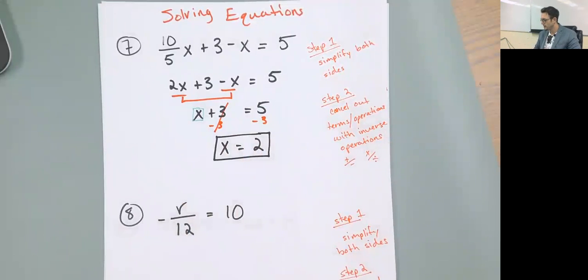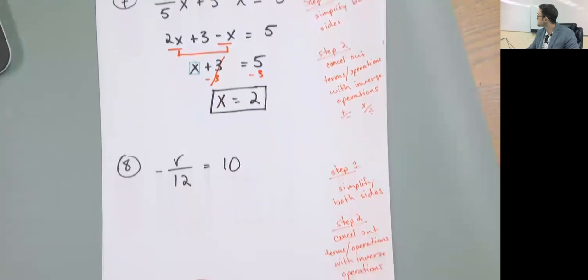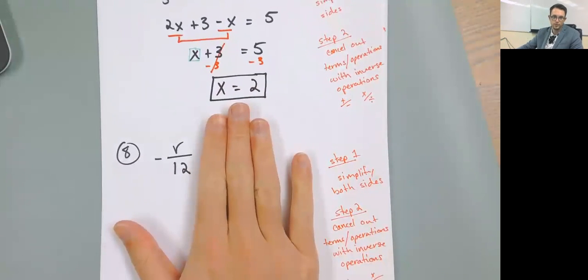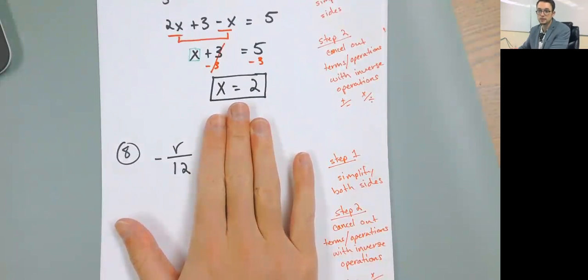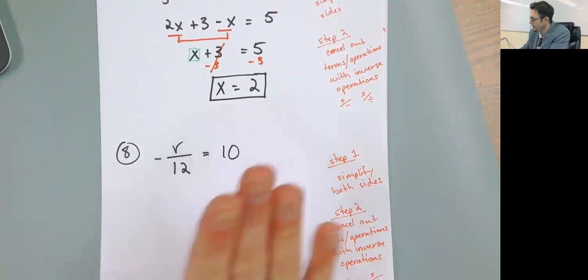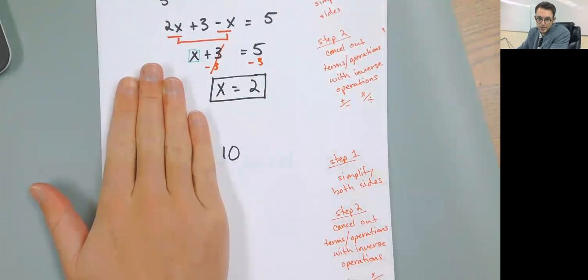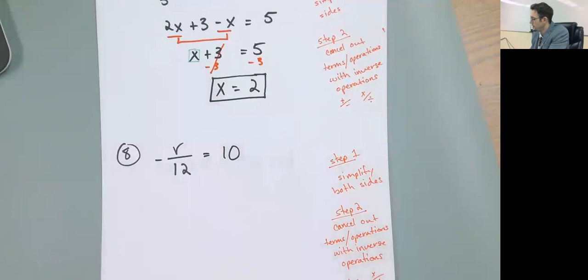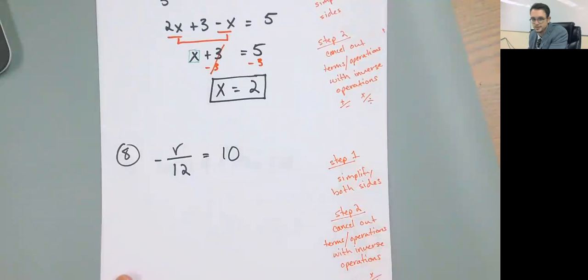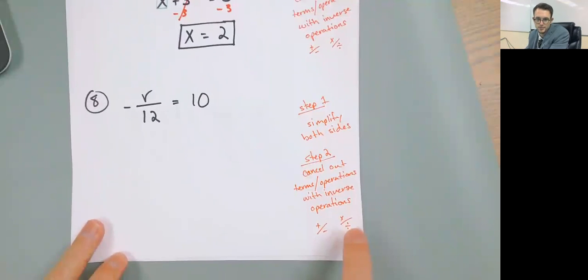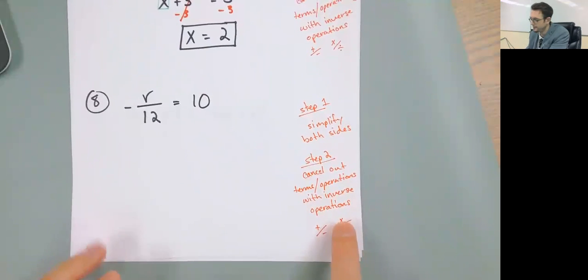All right, let's go to number 8. Is that simplified? Can you do anything? Do you know what r divided by 12 is? Can you do anything with a negative? No. So that really is simplified. That side's definitely simplified. It's just 10. This is the first one, I think, where we've had to cancel out division. So what is the opposite of division? The opposite of division is multiplication.